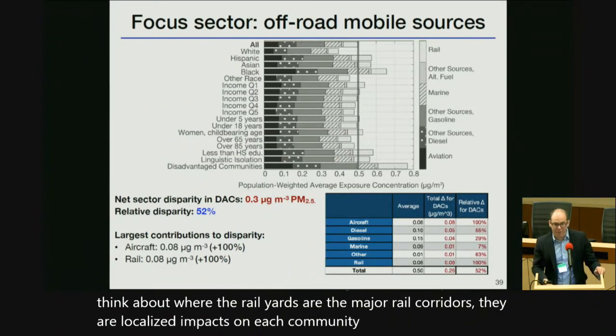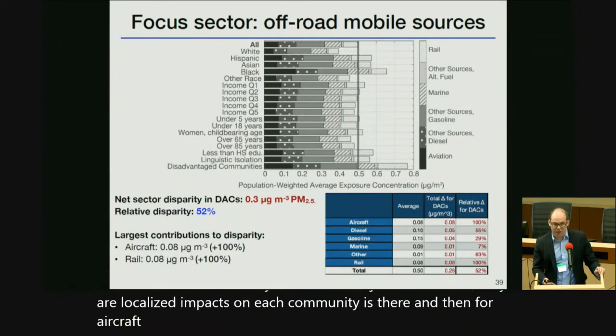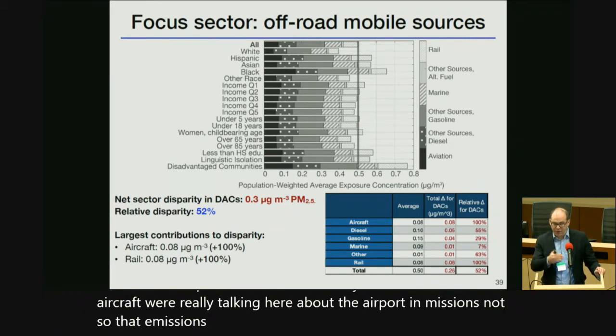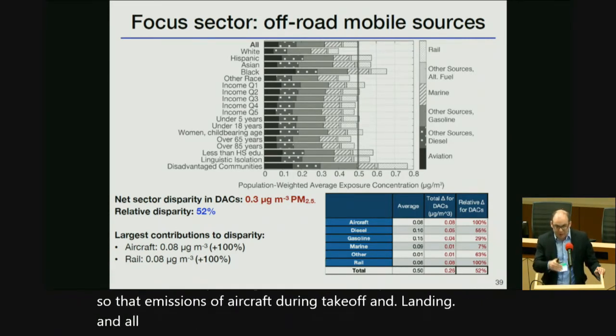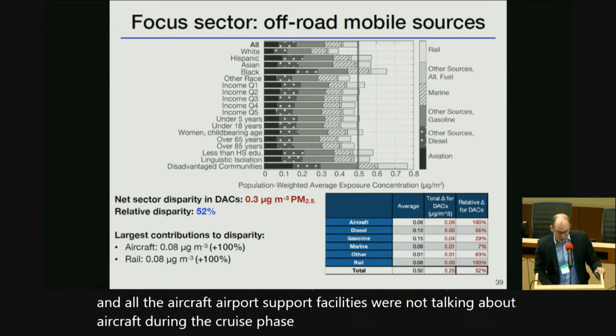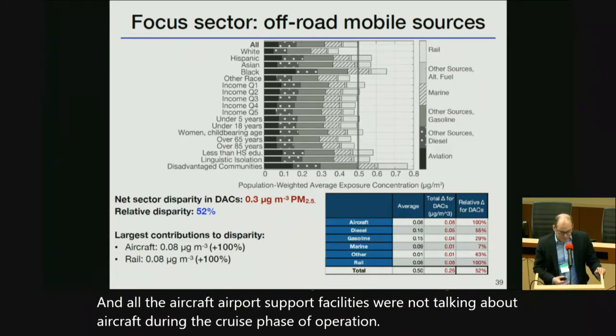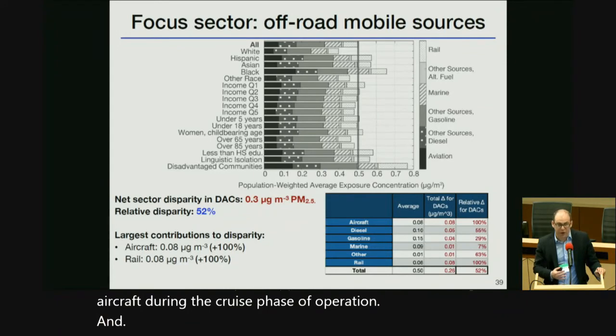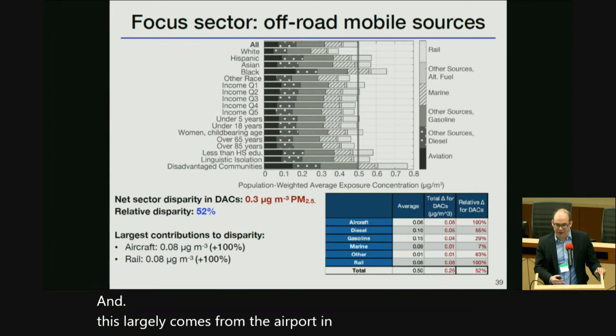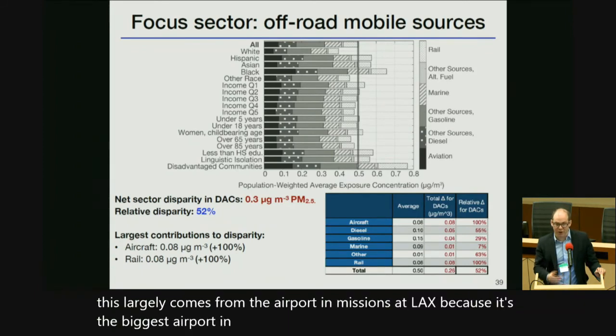And then for aircraft, we're really talking here about the airport emissions. So the emissions of aircraft during takeoff and landing and all the airport support facilities. We're not talking about aircraft during the cruise phase of operation. And this largely comes from the airport emissions at LAX, because it's the biggest airport in the state, and it's in very close proximity to a lot of EJ communities.